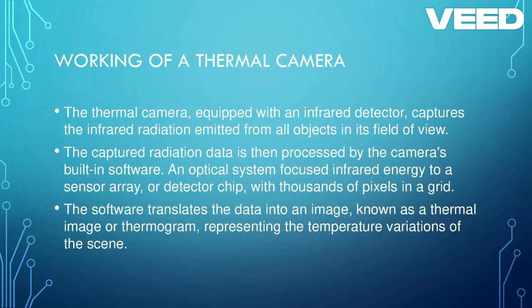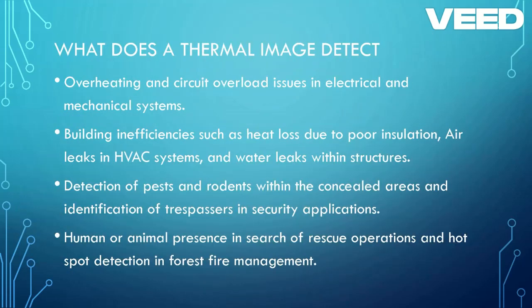Next, we will be seeing at which areas we can detect the thermal image. The thermal image is used in overheating and circuit overload issues, whereas it is also used in finding water leakages in building structures, especially in civil engineering as well. Then pests and rodents, in environmental inspection areas, can also be identified easily using these, rather than a person undergoing several tests to know about the things. Then we can find human or animal presence for rescue operations as well.